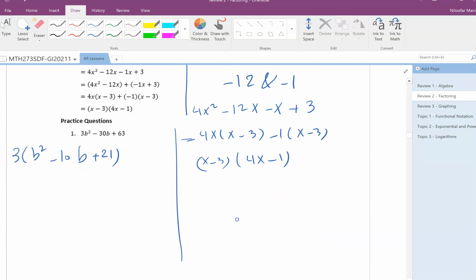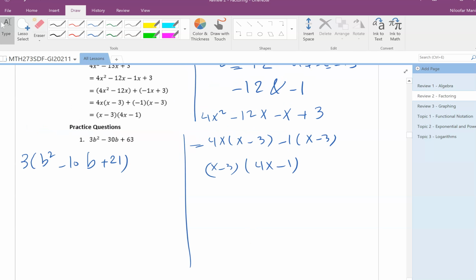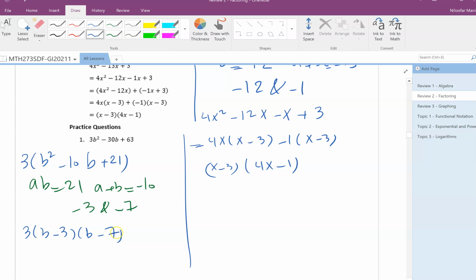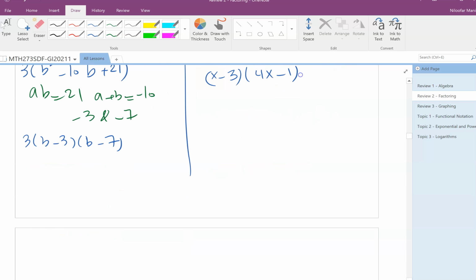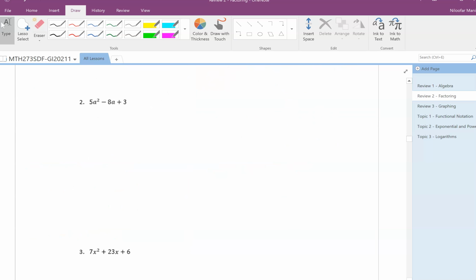Okay, so I factor 3 here. I am looking for two numbers. If I multiply, it is 21. If I add, it is minus 10, which is minus 3 and minus 7. That's 3 times b minus 3 times b minus 7. Okay? Good. So now I continue here.